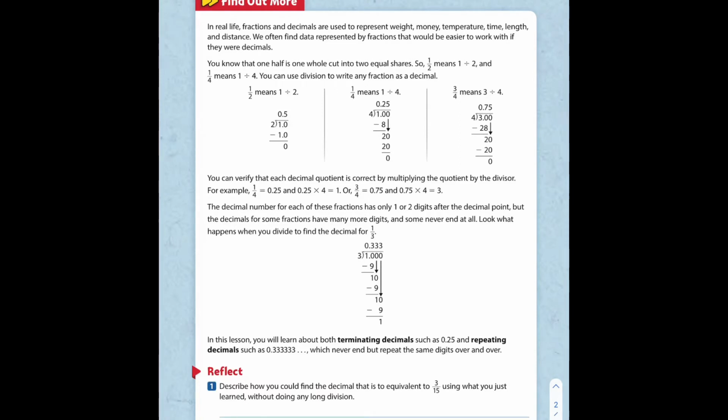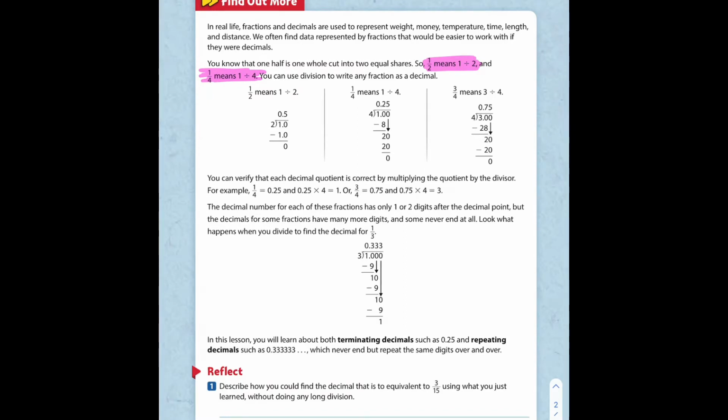You know that 1/2 is 1 whole cut into 2 equal shares. So a half means 1 divided by 2. Remember that the fraction bar is kind of like a division bar. And 1/4 means 1 divided by 4. You can use division to write any fraction as a decimal.